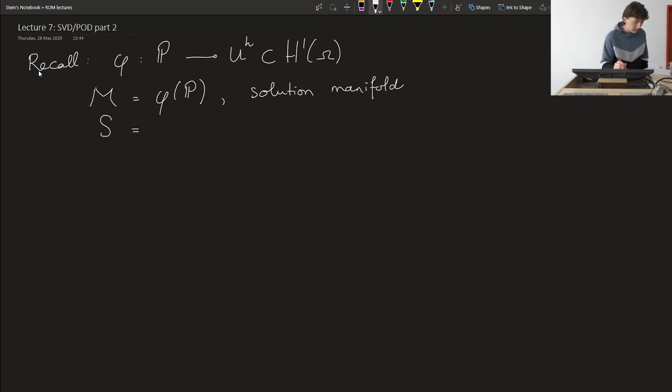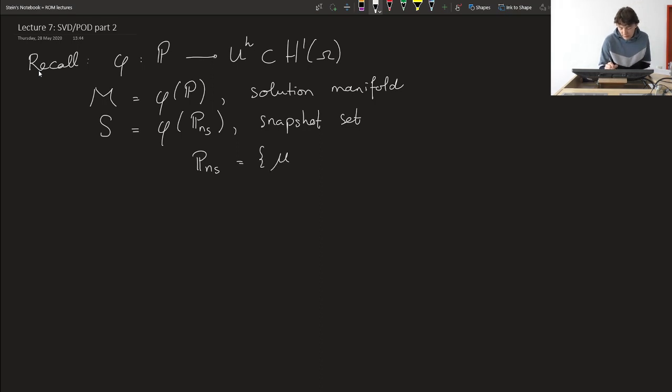So the snapshot set is the solution map phi of a number of snapshot parameters. That's not completely all of P, not a complete parameter space, but a bunch of parameter points in that set. So we're calling this the snapshot set, where, to specify this a little better, P_S would be some set of parameter points in our parameter space.